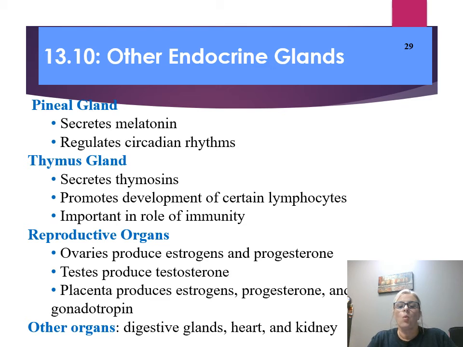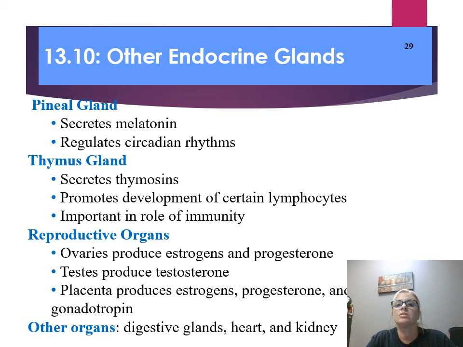So reproductive organs also secrete some hormones. They can secrete testosterone, estrogen, progesterone, and gonadotropin. Other organs like digestive glands, small intestines, heart, and kidney also all secrete some hormones.